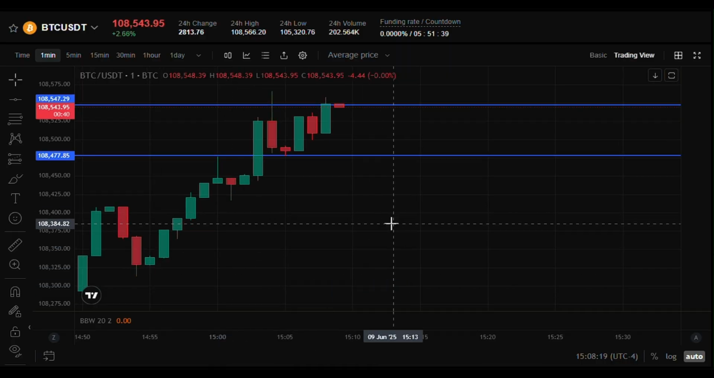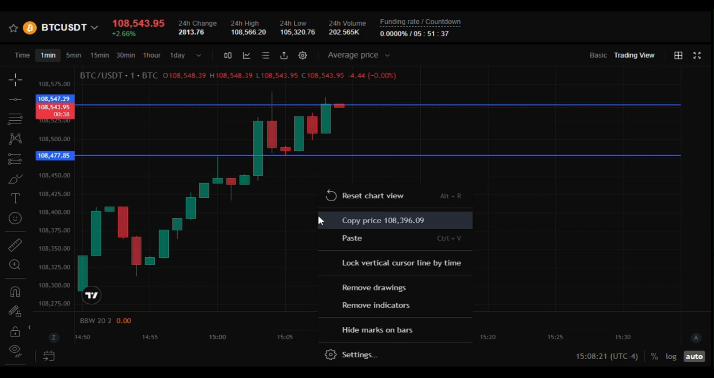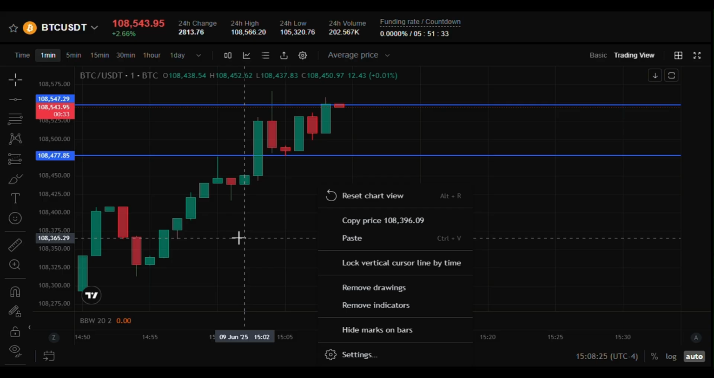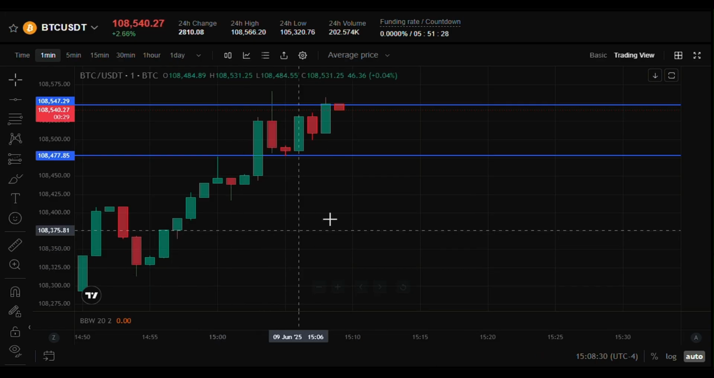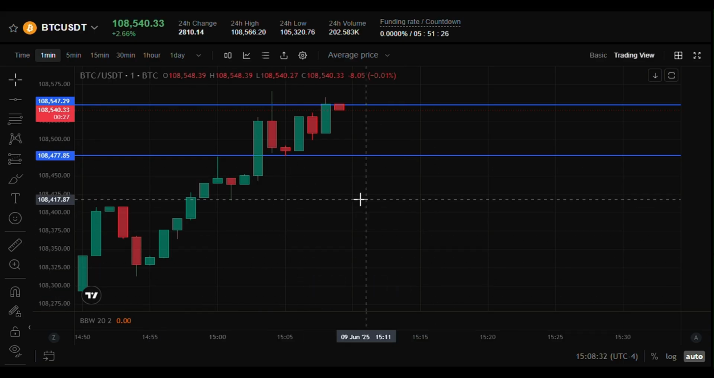I know on TradingView we can lock this. I'm not sure on here, but that doesn't really matter. It will stay like this as long as we don't zoom in or zoom out. And so it'll stay a running 20 candle window.